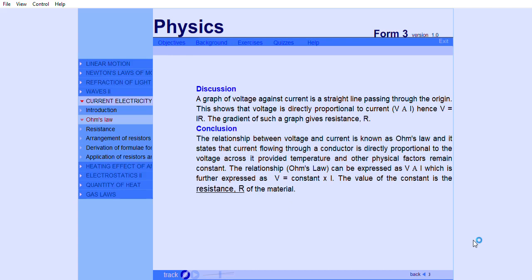Conclusion. The relationship between voltage and current is known as Ohm's law, and it states that current flowing through a conductor is directly proportional to the voltage across it, provided temperature and other physical factors remain constant. The relationship can be expressed as V is directly proportional to I, which is further expressed as V is equal to a constant multiplied by I. The value of the constant is the resistance R of the material.